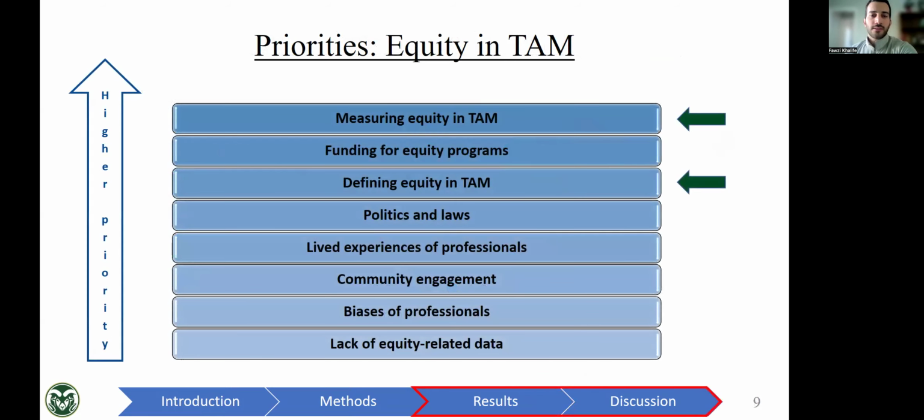In terms of priorities, we asked the participants to rank the challenges related to equity when they try to integrate equity into asset management. On top of the list was measuring equity in the asset management field in terms of asset conditions and impacts of managing assets: how to measure equity, and what could be used to measure equity in a measurable way, meaning in numbers, not just fairness and helping disadvantaged communities.